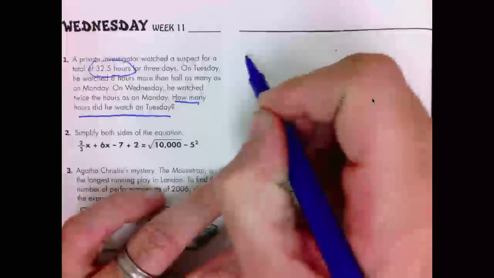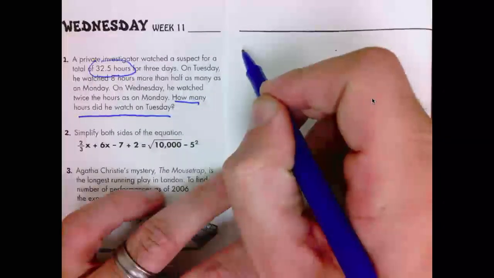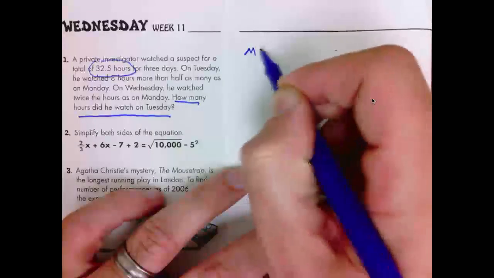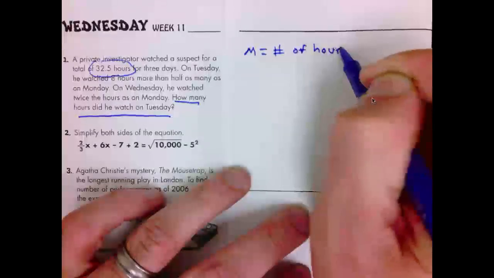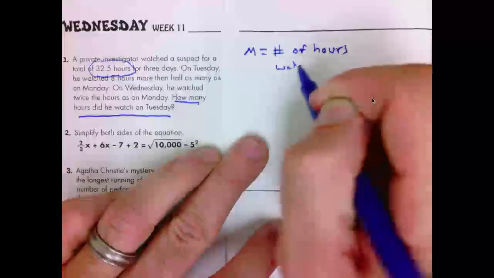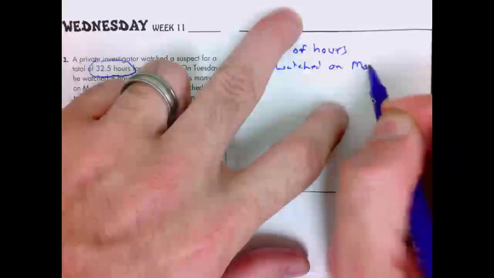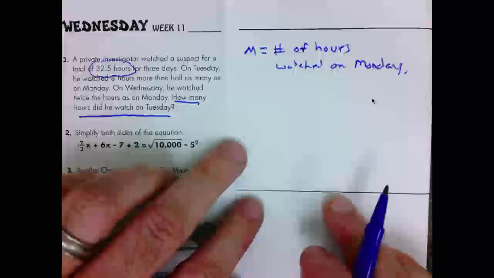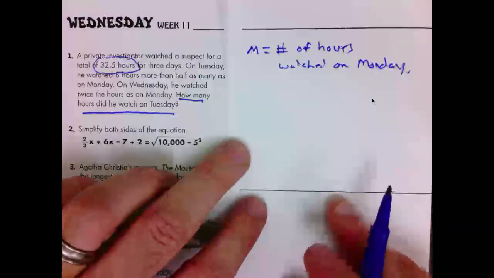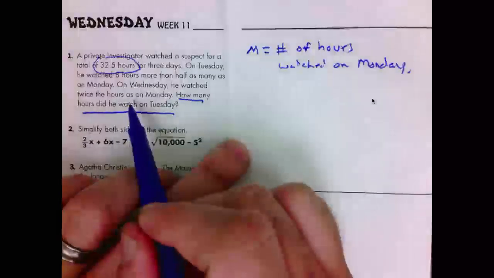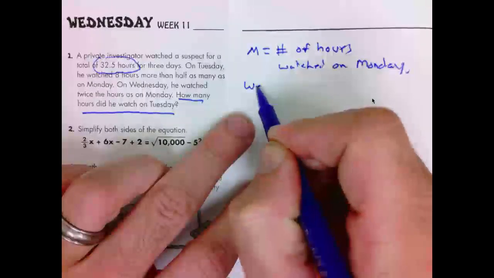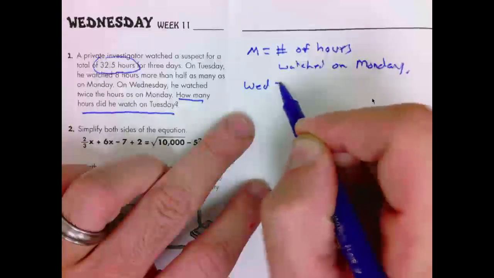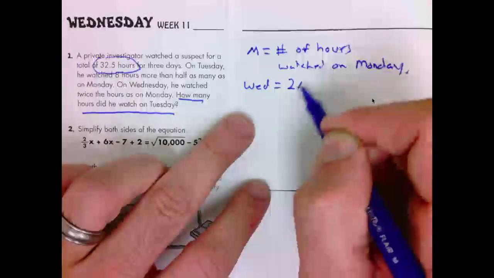I'm going to let x equal that. Or in this case, let me use the variable m. M equals number of hours watched on Monday. Okay. M is the number of hours watched on Monday. It says on Wednesday he watched twice as many on Monday. So now I'm just going to write an equation for Wednesday. Wednesday is going to be equal to 2 times Monday.